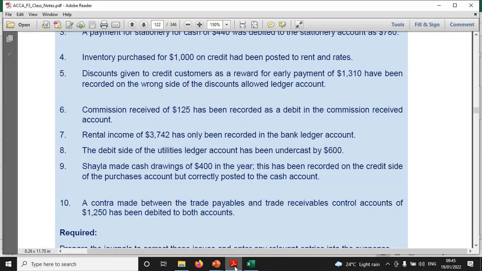Next, we now conclude. What are we to do? A contra made between the trade payables and trade receivables control accounts of 1,250 has been debited to both accounts. Now what is a contra? A contra arises when a receivable is also a payable, when a customer is also a supplier. Is it possible for you to supply your suppliers? Yes, that's a good one. Is it possible for you to sell to your suppliers? Yes, it is.